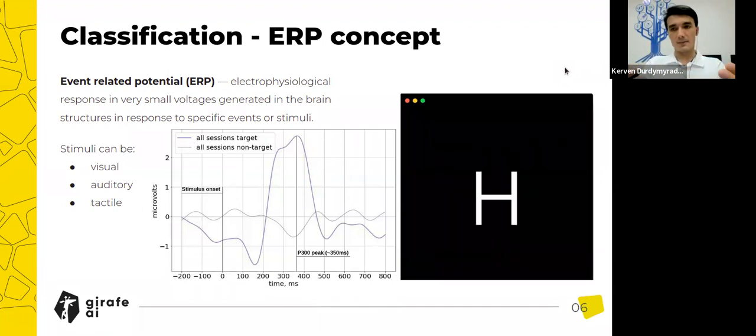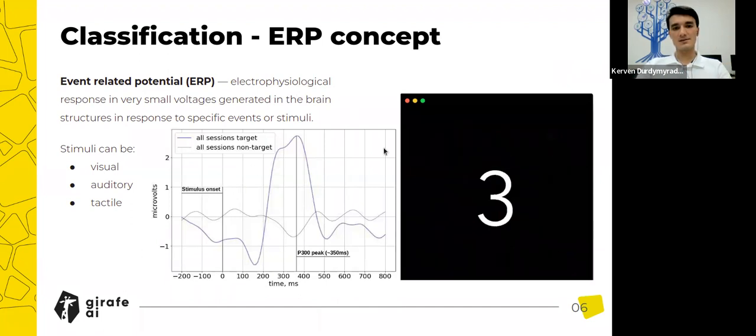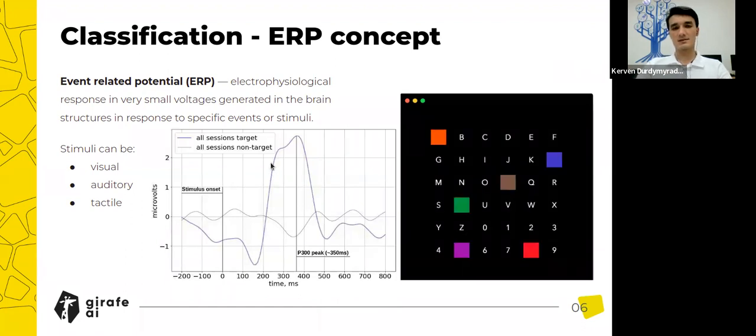Does it have a target? I mean, does it have a response or not? Okay. Mainly, in this case, our task is to classify these signals. Does it have a target? Is it a target signal or a non-target signal?